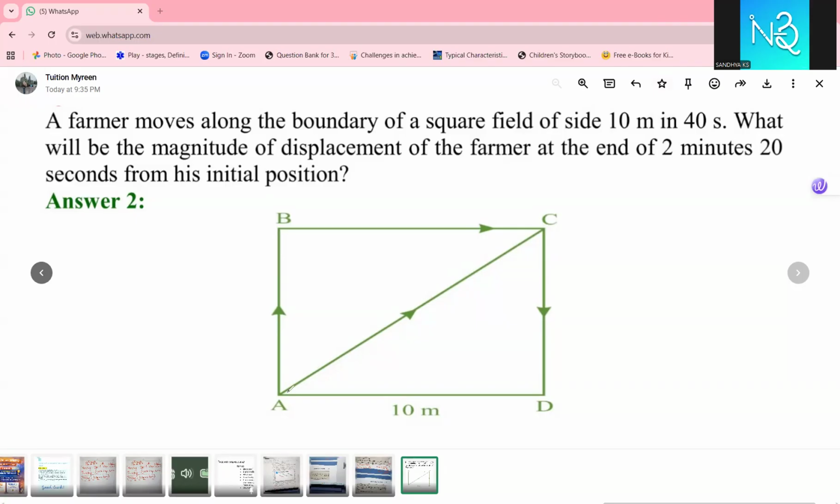In this question, a farmer moves along the boundary of a square field. So what is the meaning of boundary? Boundary means the perimeter, a full round. He is going full round. That is the meaning.